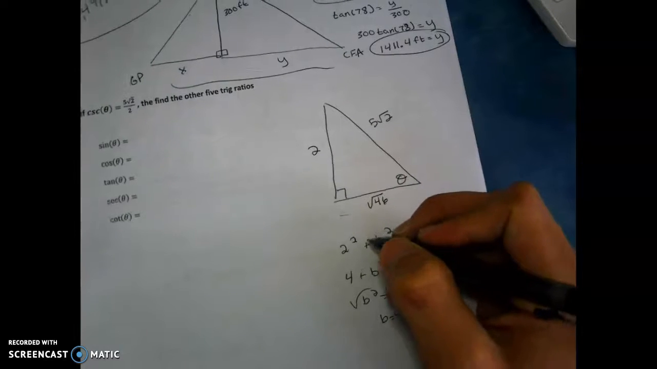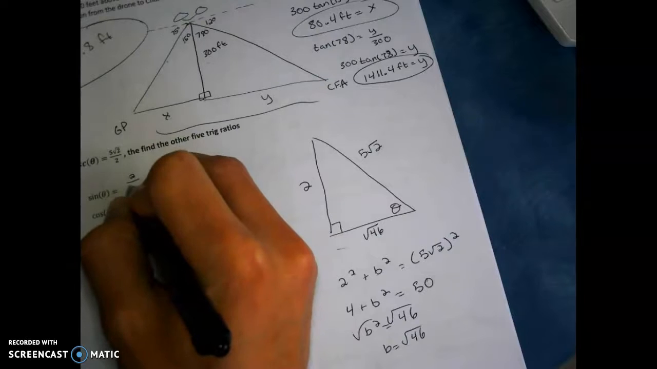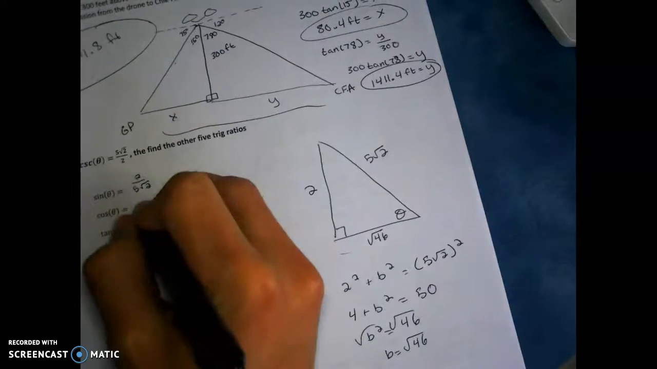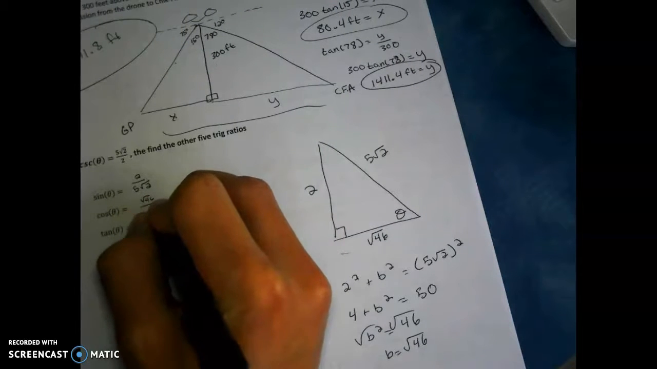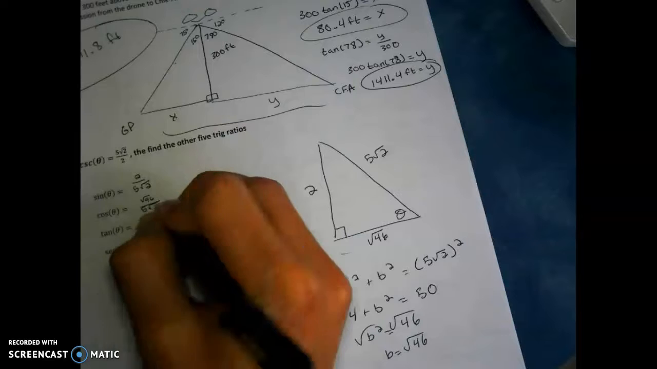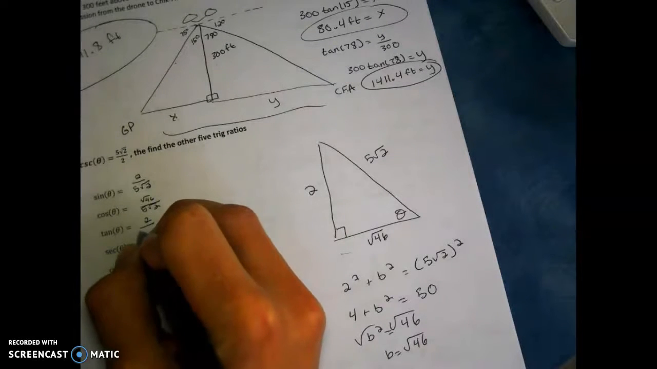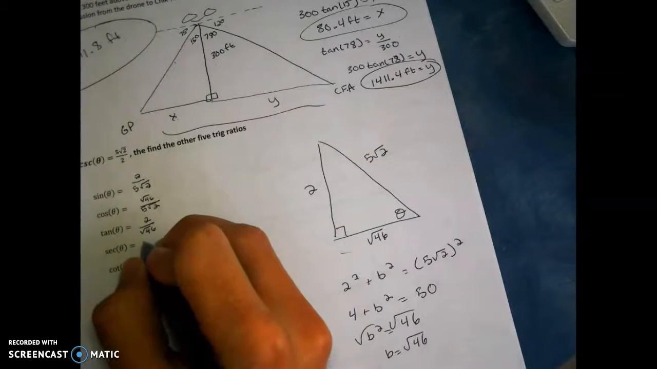Okay, so now we find all our trig ratios. So sine would be 2 over 5 times the square root of 2. Cosine, remember adjacent over hypotenuse. So it's square root of 46 over 5 times the square root of 2. Tangent, opposite over adjacent. Okay, secant is just the reciprocal of cosine.